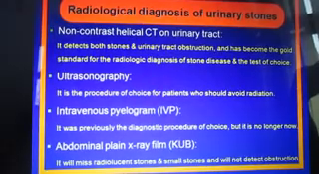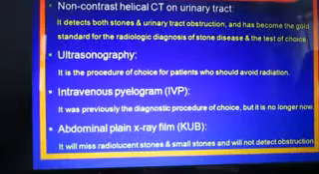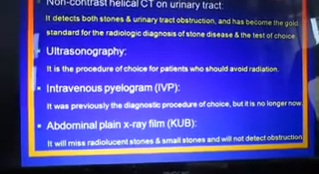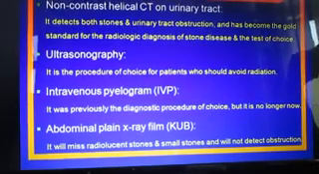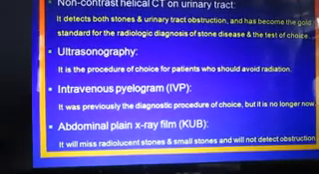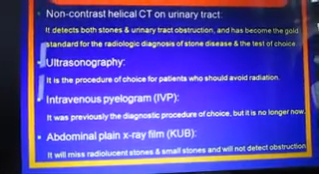Ultrasonography is a procedure of choice for patients who should avoid radiation. Intravenous urography was previously the diagnostic procedure of choice, but it's no longer used now, replaced by the non-contrast CT. Abdominal plain X-ray film will miss radiolucent stones and small stones, and will not detect obstruction.